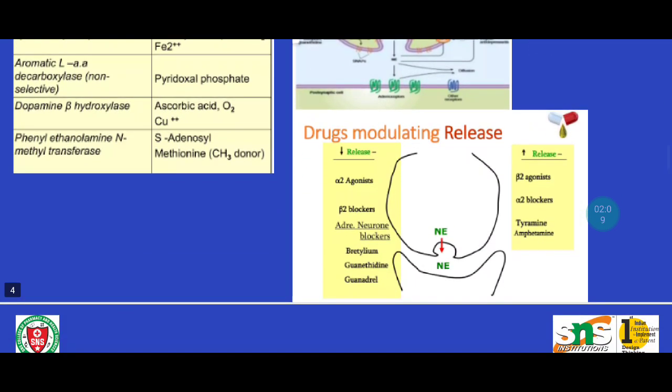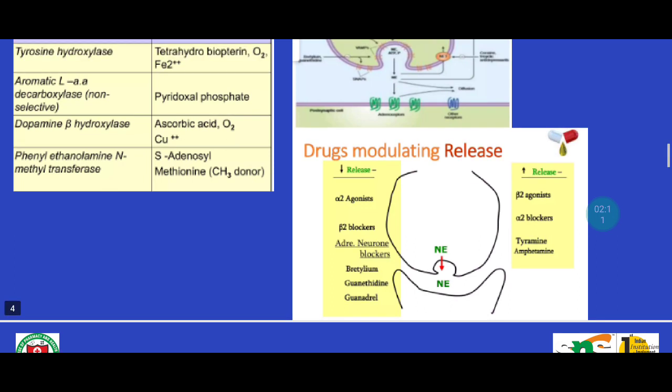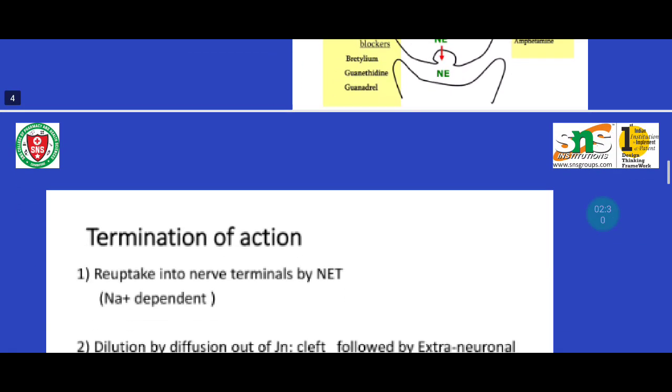And next, drugs modulating the release. The drugs reducing the release are alpha 2 agonists, beta 2 blockers, and adrenergic neuron blockers. And increasing the norepinephrine release are beta agonists, alpha 2 blockers, tyramine, and amphetamine.